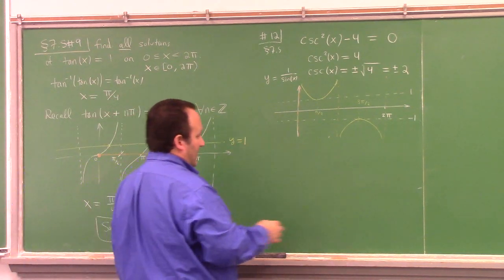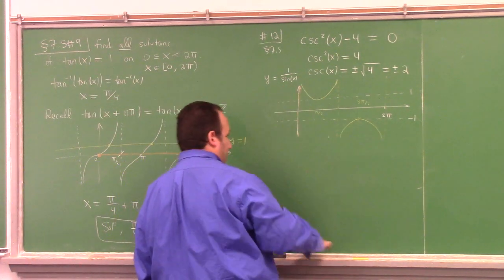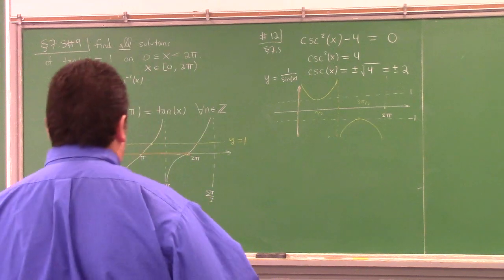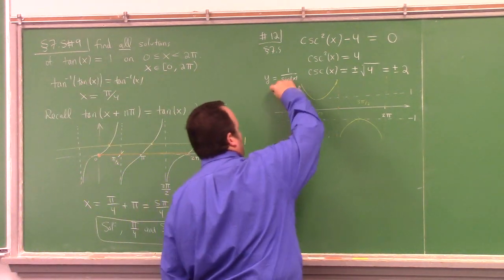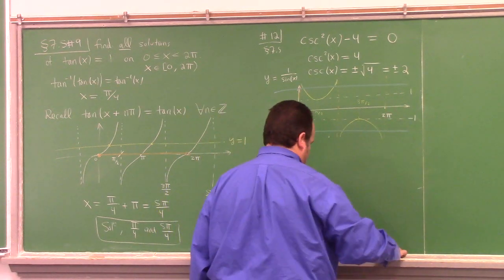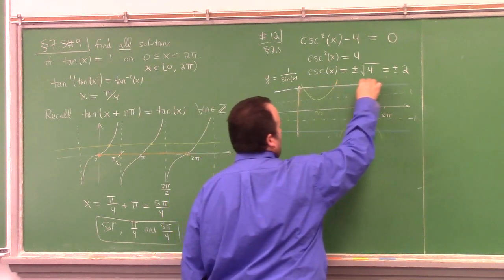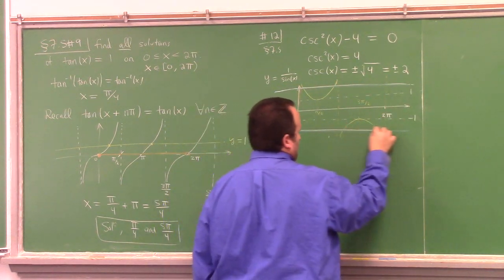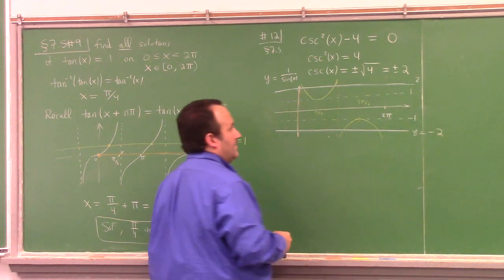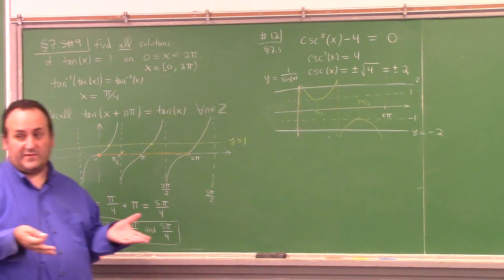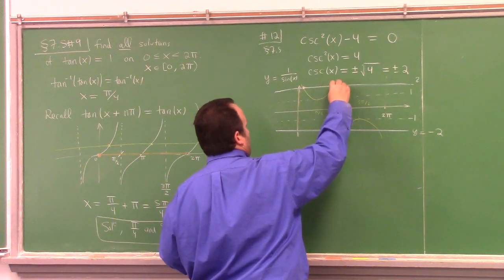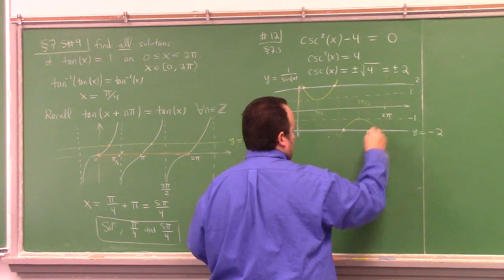So how many solutions do we expect here? Let me try blue. Blue doesn't always show up that great, but I'll try it. So 2 is up here, right? And minus 2 is down here. I guess I better do those again in white, otherwise people at home won't see it. There we go. So here's y equals 2, and here's y equals minus 2, right? So I expect 4 solutions here. I should get 1 here, 1 here, 1 here, and 1 here.